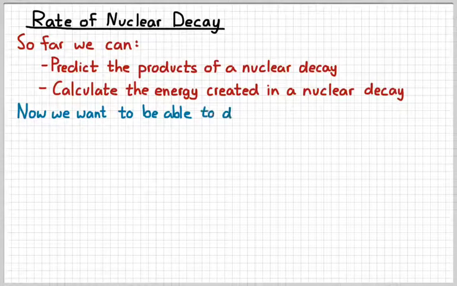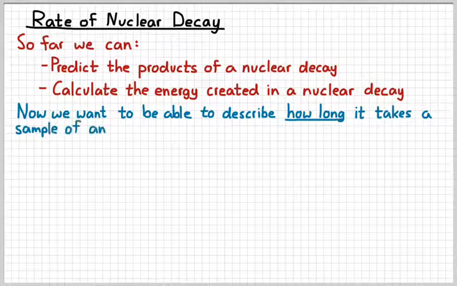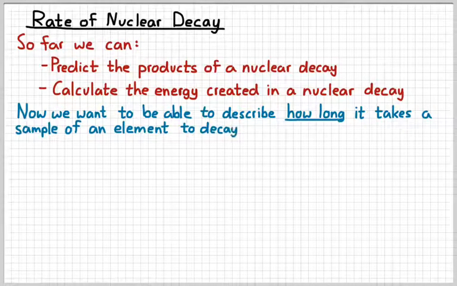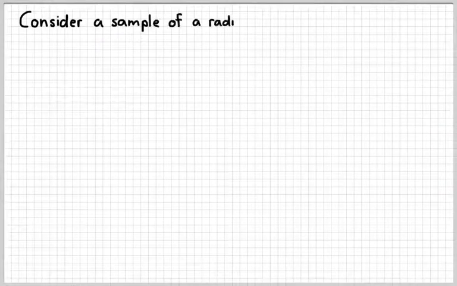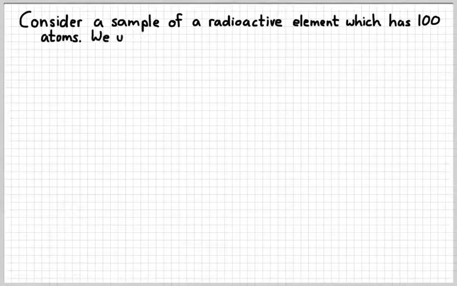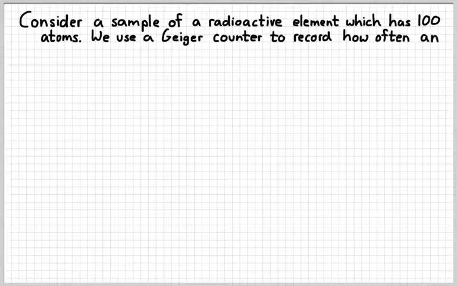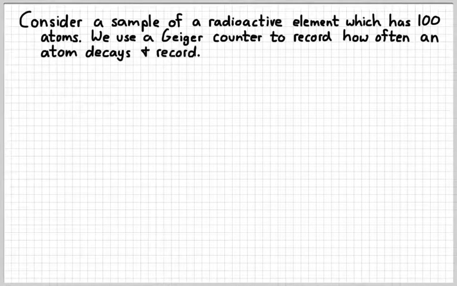So again, our goal today is to be able to describe how long it takes something to decay. Like, what is the rate of decay and how does it work? So let's consider as a hypothetical example a sample of a radioactive element that has 100 atoms to begin with. And then we'll use something called a Geiger counter to measure how often an atom decays. So we can measure the decay product. For instance, if it's alpha decay, we can measure when a helium nucleus is released. And from that, we can get an idea of what's happening.